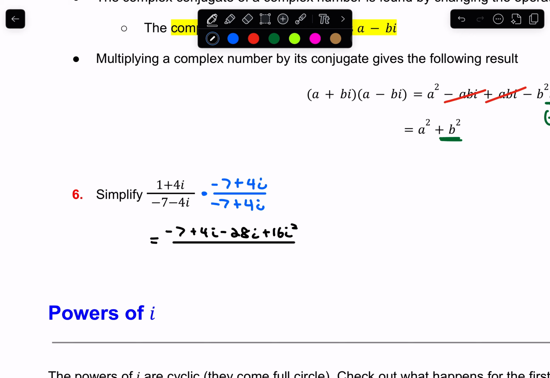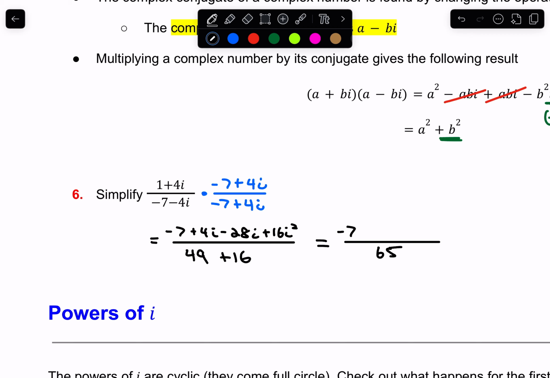In the denominator, though, there is a shortcut. When you multiply complex conjugates, you get a squared plus b squared, where in this case, a is negative 7, so negative 7 squared is 49, and b is 4, 4 squared is 16. So in the denominator here, I just have 49 plus 16. So we can simplify that denominator real quick. That adds up to be 65. And in the numerator, we can combine like terms.